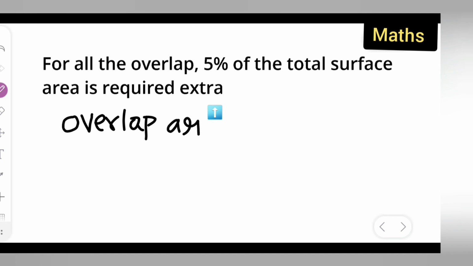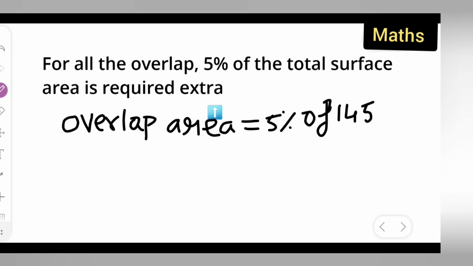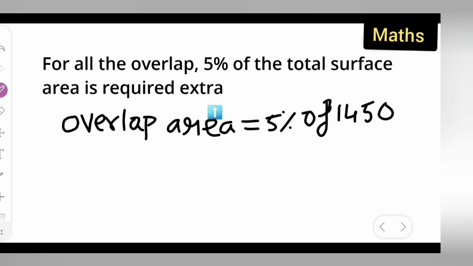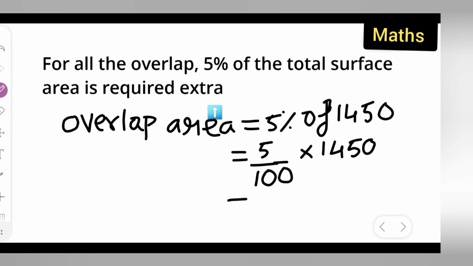Overlap area is equal to 5% of 1450. Okay, what answer we got? 1450 centimeters square. Okay, now 5% means you'll have to divide it by 100, right? 5 divided by 100, 5 upon 100 multiplied by 1450. What answer you all are going to get?